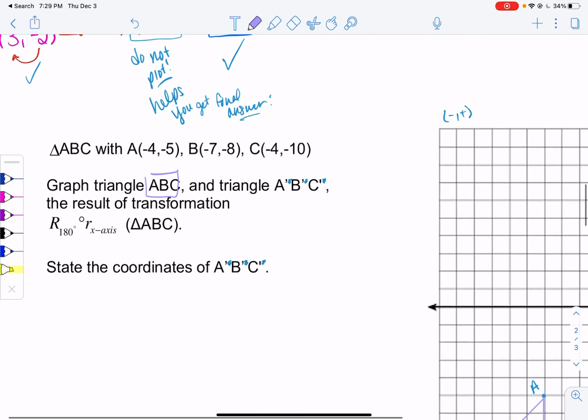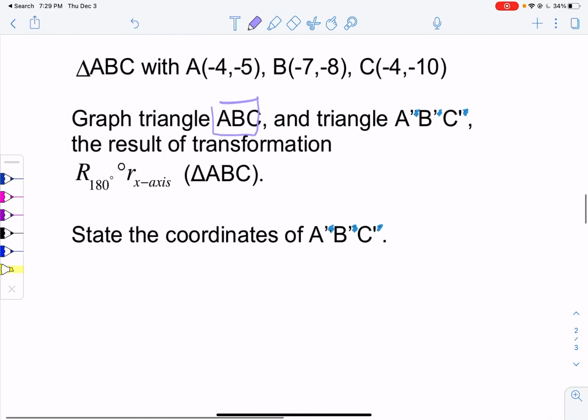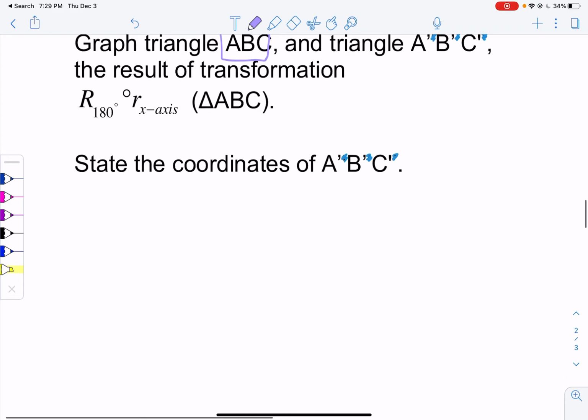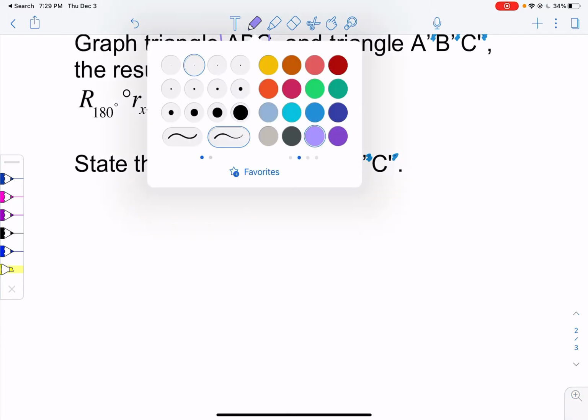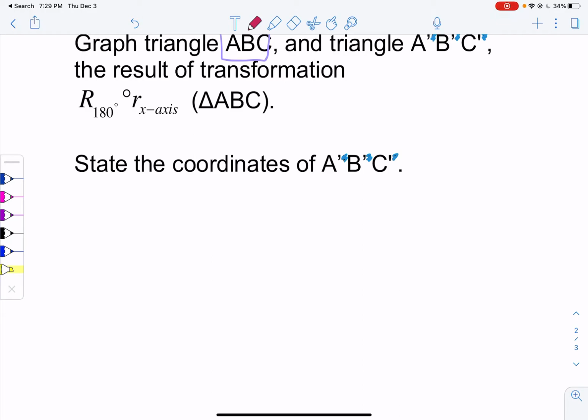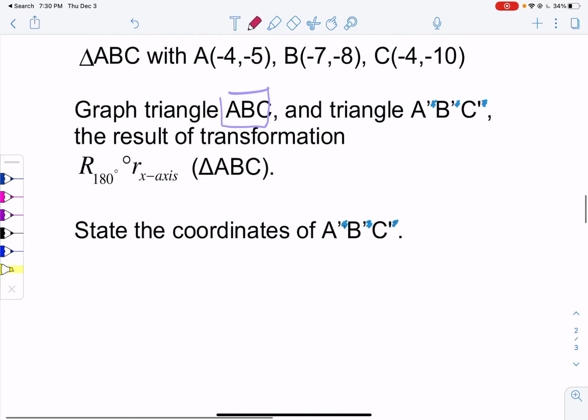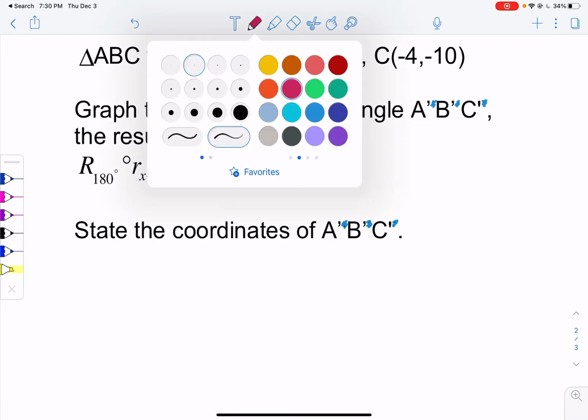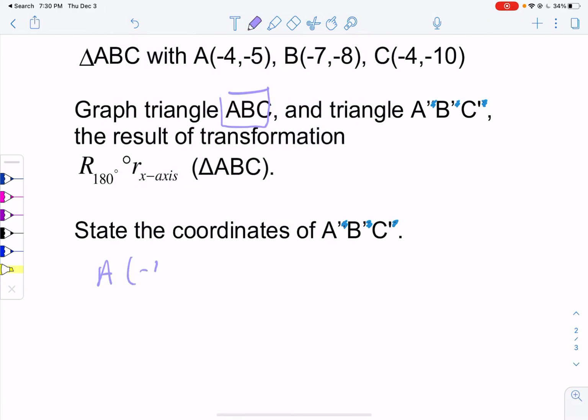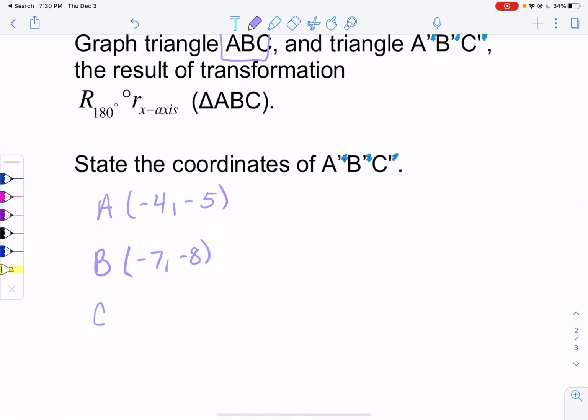And I want to graph triangle A prime, B prime, C prime, the result of the transformation, rotation of 180, following a reflection over the x-axis on triangle ABC. And it also says state the coordinates of triangle A prime, B prime, C prime. So what I'm going to do is have this in a very nicely organized manner. What I do, and this is what my geometry teacher suggested, and I took geometry in 9th grade of high school, so I still remember some of these things. So I rewrite my points in order, so I'm going to do A -4, -5. I'll do it in the color I labeled it in. B is -7, -8. And C is -4, -10.